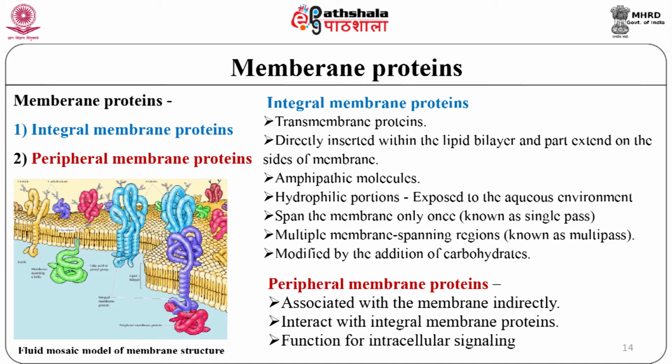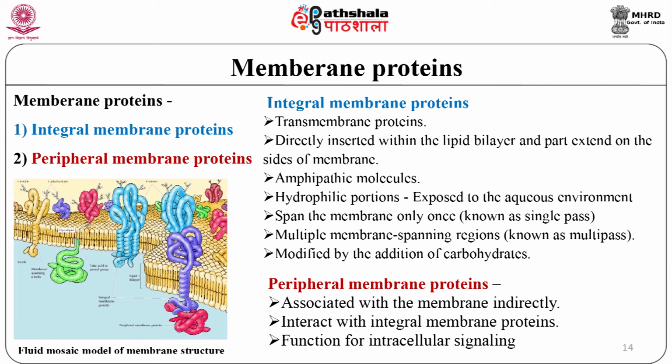There are types of proteins associated with membranes, divided into two general classes: integral membrane proteins and peripheral membrane proteins. Integral membrane proteins are also called transmembrane proteins. They are directly inserted within the lipid bilayer and parts of these proteins extend out on both sides of the membrane. The hydrophobic side chains of these amino acids interact with the fatty acid chains of membrane lipids.